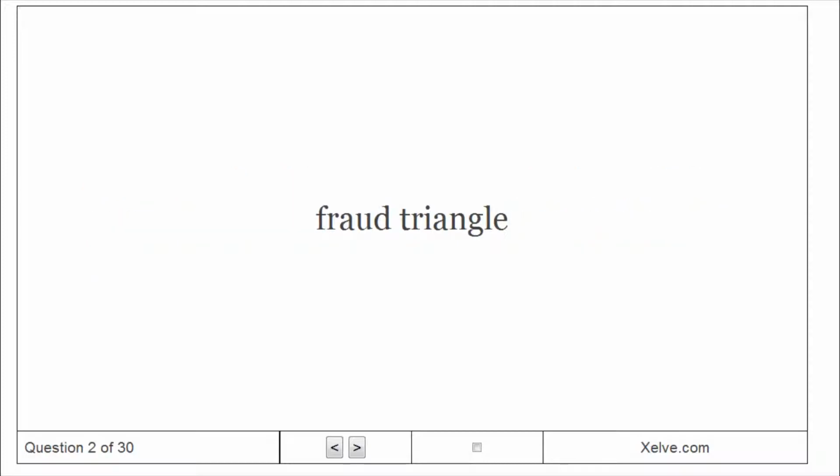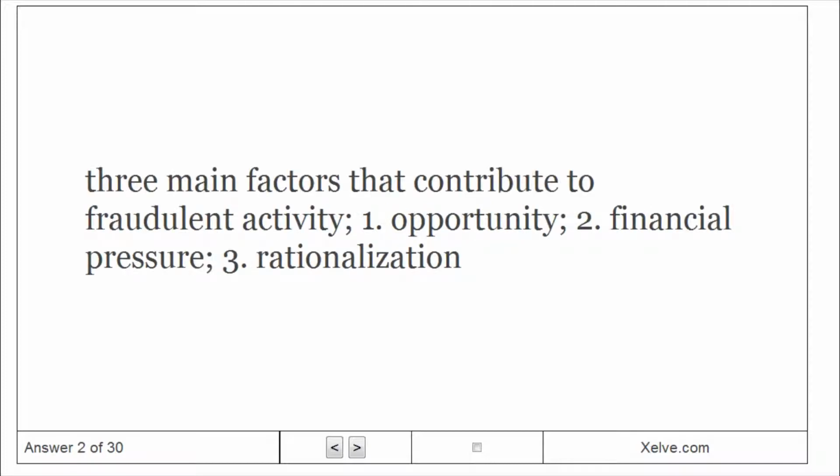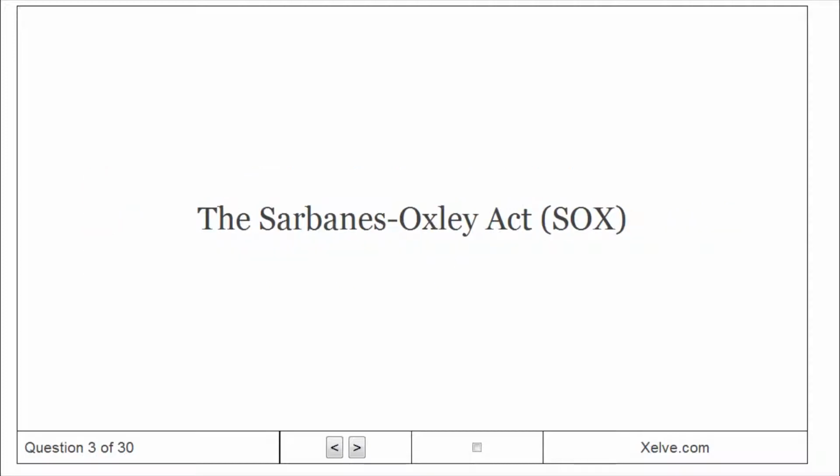Fraud triangle. Three main factors that contribute to fraudulent activity: 1. Opportunity, 2. Financial pressure, 3. Rationalization. The Sarbanes-Oxley Act.